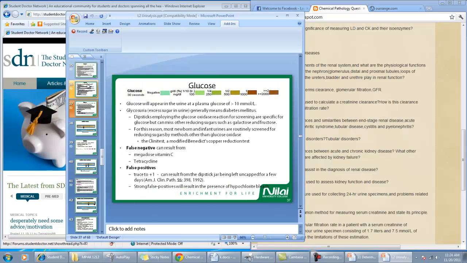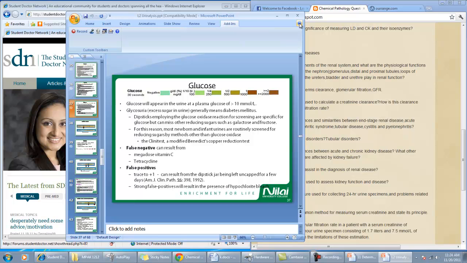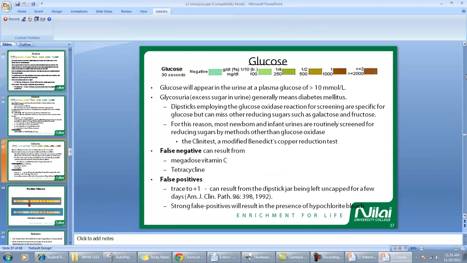For glucose, it appears in the urine at a plasma glucose of more than 10 millimoles per liter, called glycosuria. Excess sugar in urine generally means diabetes mellitus. Strips employing glucose oxidase for screening are specific for glucose, but can miss other reducing sugars such as galactose and fructose. For this reason, most newborn and infant urines are routinely screened for reducing sugar by methods other than glucose oxidase. The clinical test is the modified Benedict copper reduction test.